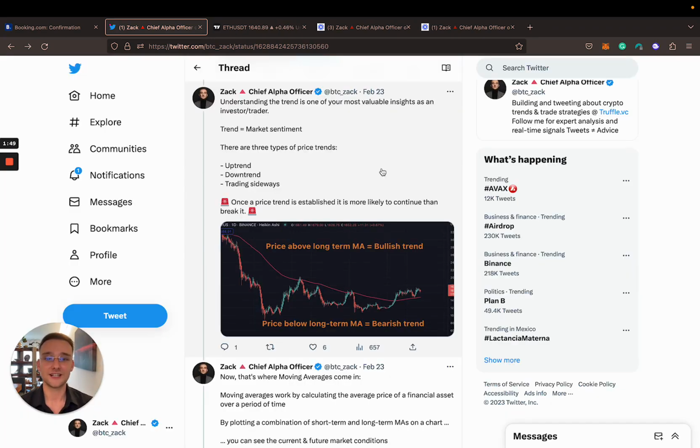First things first, let's look into the three types of price trends that you will generally see in charts. Assets can be in an uptrend, in a downtrend, or trading sideways, or another way to say that is that the price is simply consolidating. The important thing to remember here is that once a price trend has been established, it is more likely to continue than to break that specific trend.